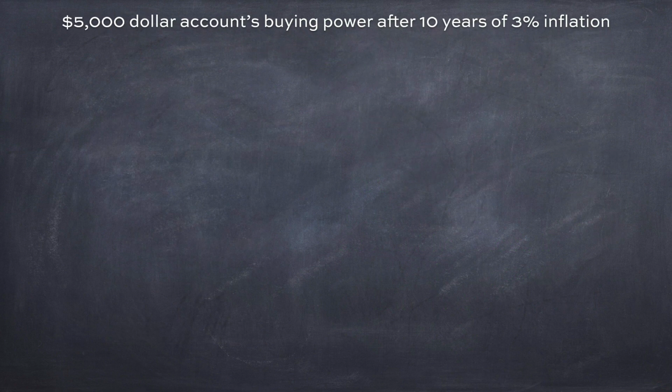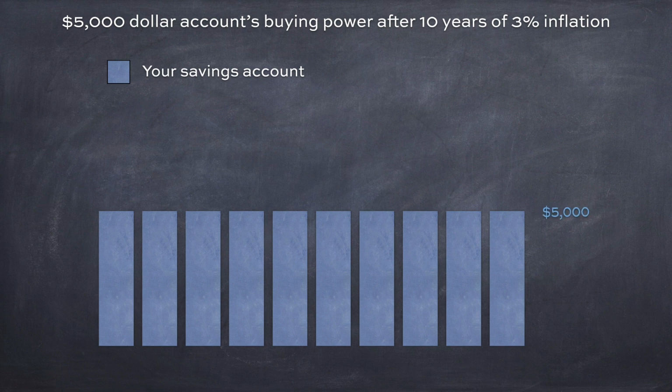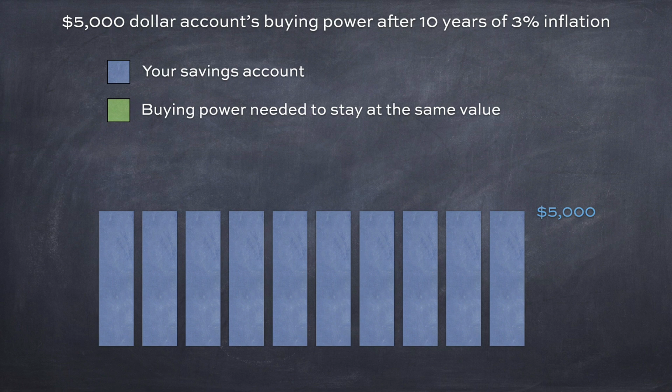So $5,000 account's buying power after 10 years of 3% inflation. We're going to have the blue represent your savings account. So again, we're not adding to this. So it's $5,000 and after 10 years, it's still going to be $5,000. And then the green is going to be the buying power needed to stay at the same value. So again, because the prices go up, you're going to need more money to afford things. So this is going to say how much money you need in your savings to stay at that same value of $5,000 today. And so again, the key here is 3% inflation.